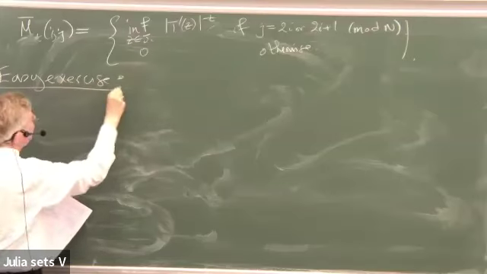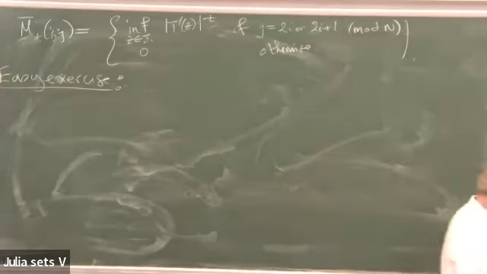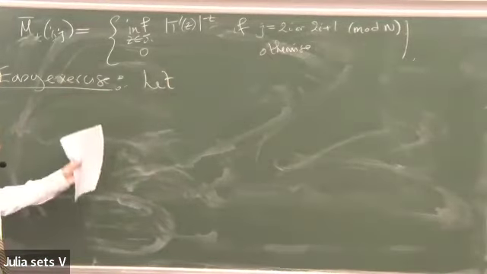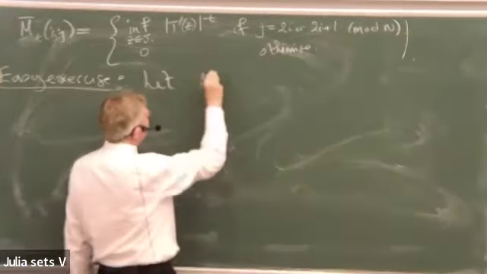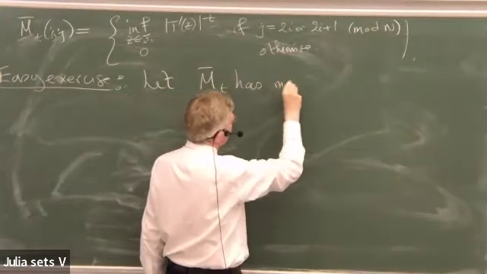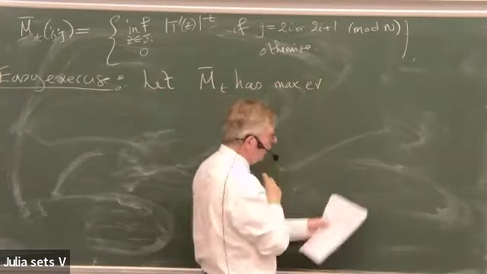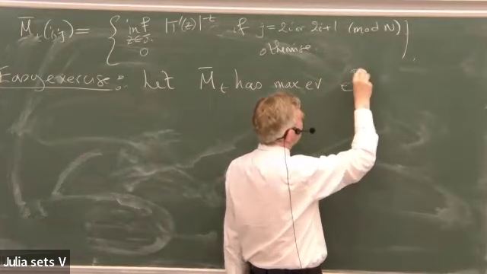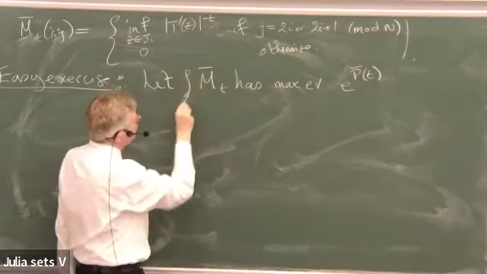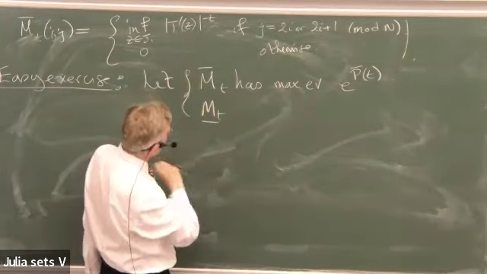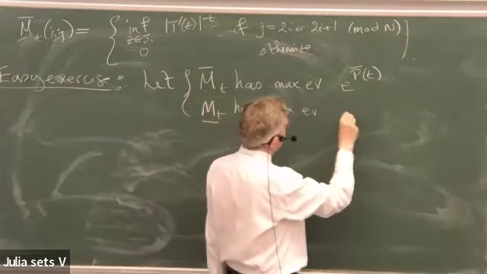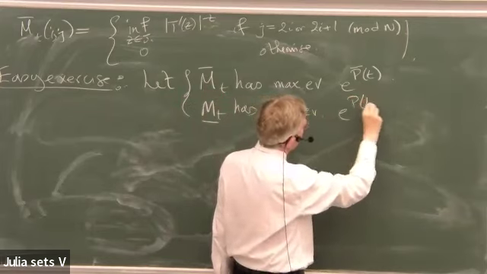The exercise is that, well, these are just matrices. They're n by n matrices, and we can associate to them an eigenvalue. They have a maximal eigenvalue. So let's say that M bar of t has a maximal positive eigenvalue, which I'll denote by e to the p bar of t. And let's assume that the other matrix, the one with the underscore, has a maximal eigenvalue, which will be e to the p lower of t.